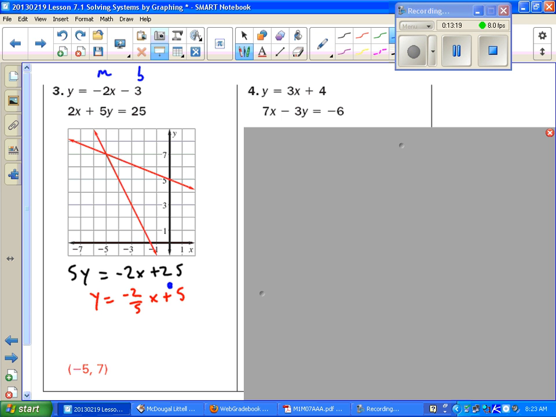But m tells us to go down 2 and to the right 1 time, or up 2 and to the left 1 time. So up 1, 2, and to the left, the point would actually be there. So that's what our first equation would look like, the one that's drawn.